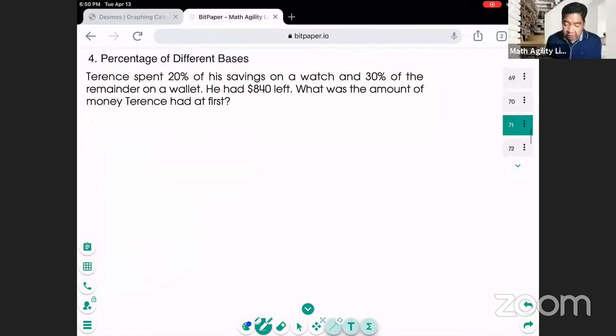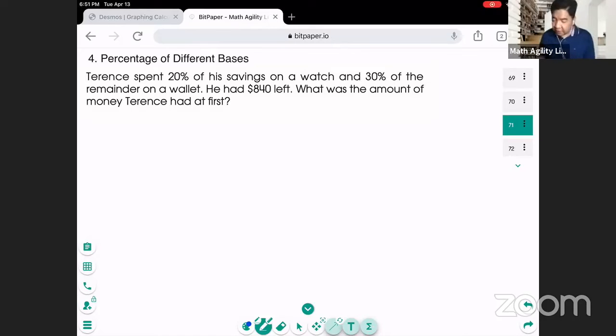Okay, so problem number 4 is about percentage of different base. So let's read the problem. So Terence spent 20% of his savings on a watch and 30% of the remainder on a wallet. He had $840 left. What was the amount of money Terence had at first?